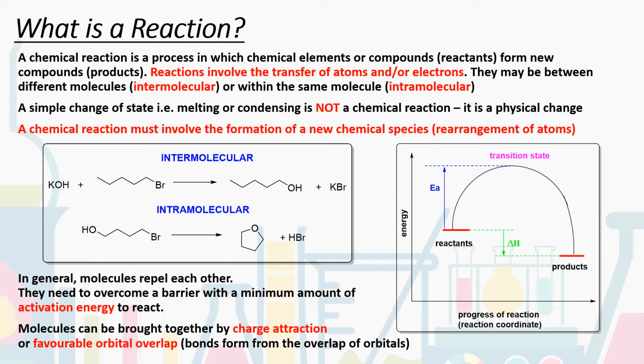And so molecules can be brought together either by charge attraction. That seems very simple. If we have a positively charged electrophile and a negatively charged nucleophile, they're going to be brought together by simple electrostatic charge attraction. Or they can be brought together because of favourable orbital overlap. And this is because bonds form from the overlap of orbitals. So if that orbital overlap is very, very favourable, it's likely that a reaction will occur.